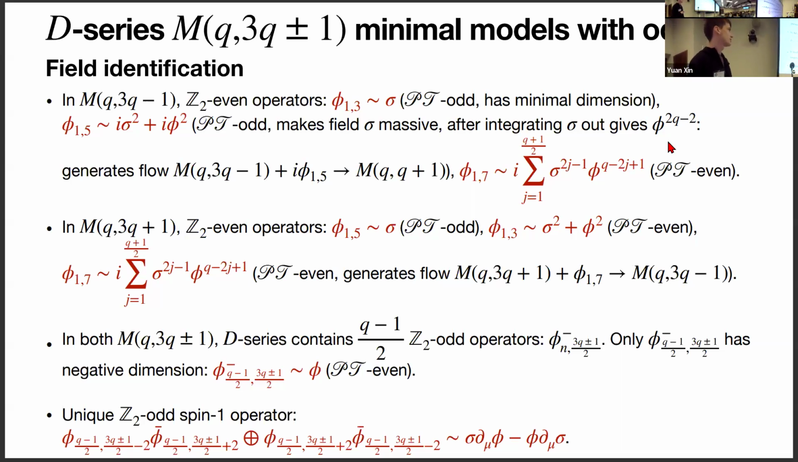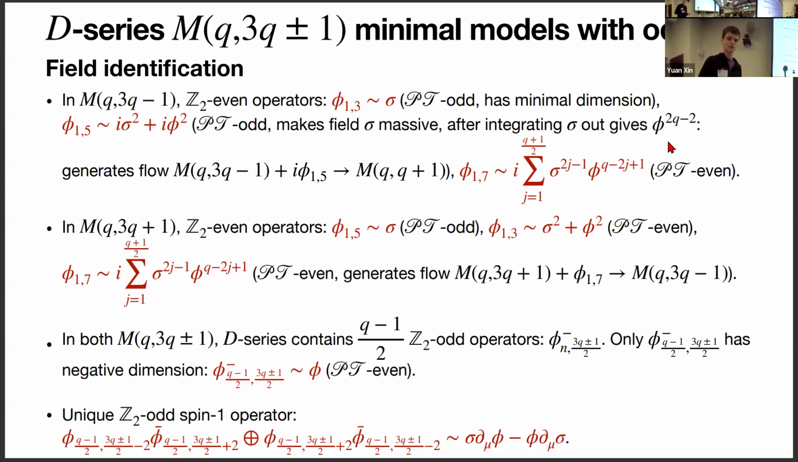Also, in both M_{Q,3Q plus-minus 1}, this series contains Z2-odd operators, and only one of the scalar operators, phi_{5,(Q-1)/2}, has negative dimension. So we're saying that it's the phi operator, because it's PT even, but it's Z2 odd. And why are we considering this series every time?